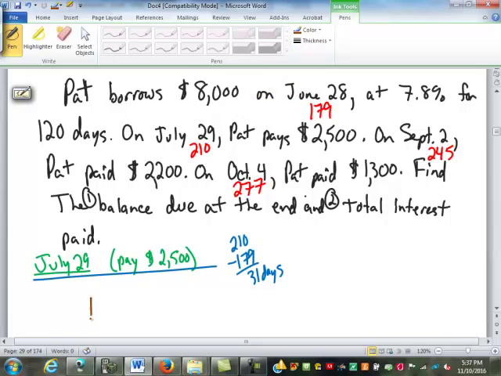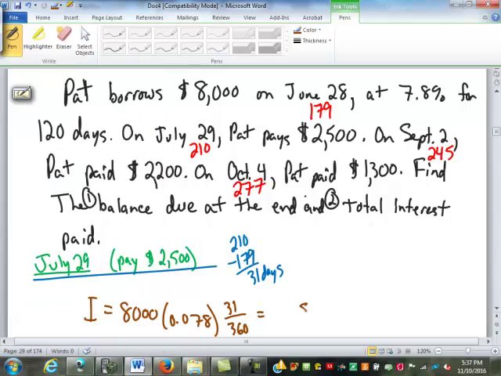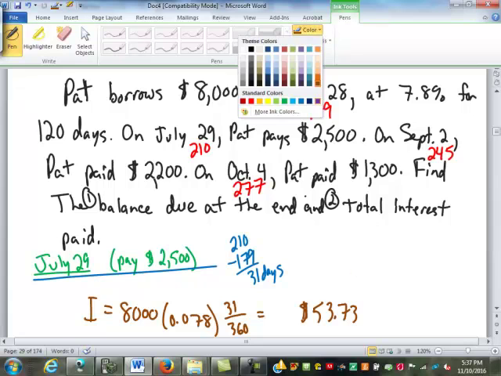So our interest, $8,000 times 0.078 times 31 over 360. Always use ordinary unless you're told otherwise. Did you get $53.73 in interest? Perfect.